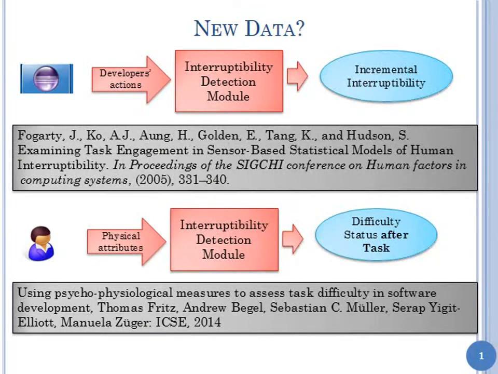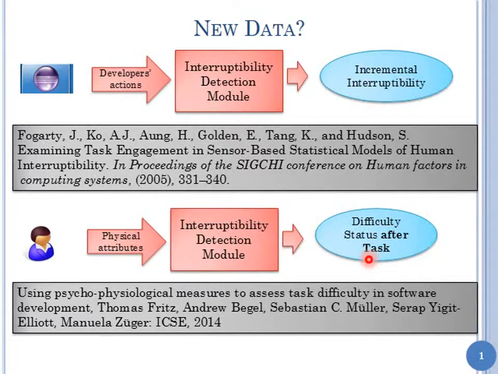So is this new data? Programming logs have been collected before, but to predict interruptibility rather than difficulty. Problem difficulty has been determined before, but after the task and not during the task. And it has been associated not with actions taken by the programmer, but with their physical attributes such as eye gaze. As far as we know, no one has associated interaction logs with incremental difficulty status.